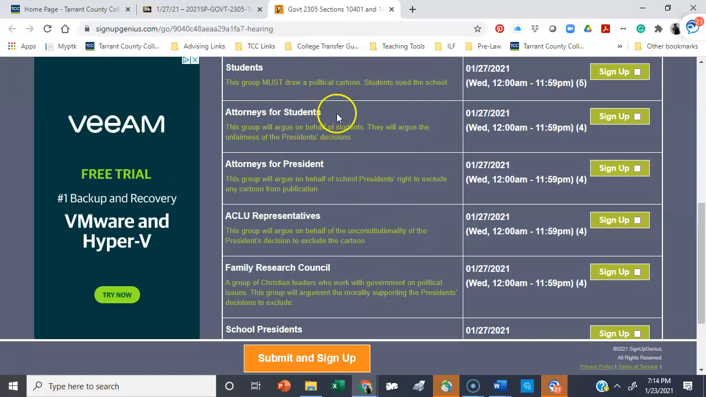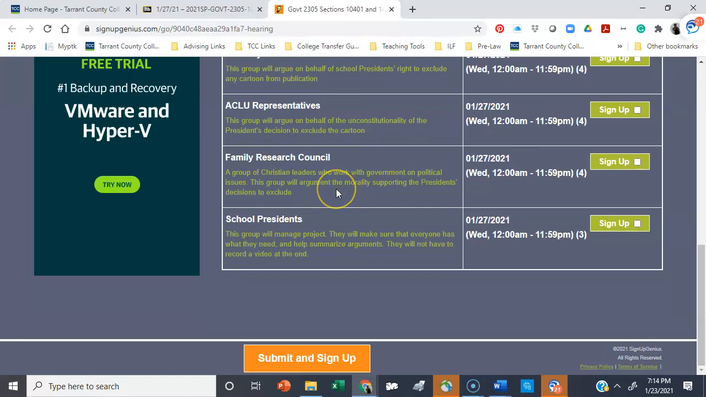When everybody makes their videos, the school presidents will write a summary of what this group said, what this group said. It's going to be very helpful for assignment 5, where you have to say who made the best arguments for the student attorneys, who made the best arguments from the ACLU. So school presidents won't make videos. They'll be writing summaries of the arguments that will be published to the whole class.